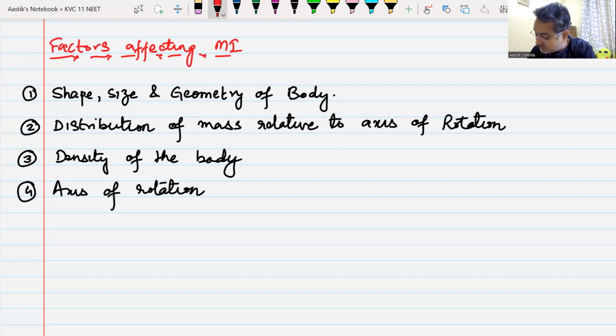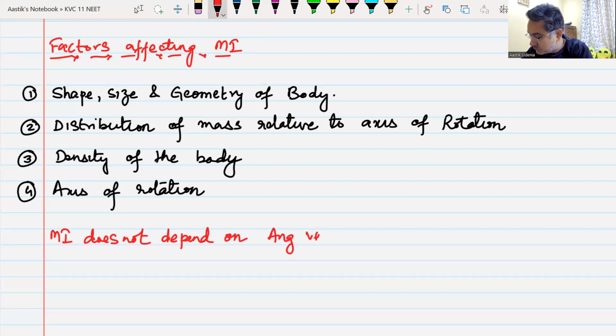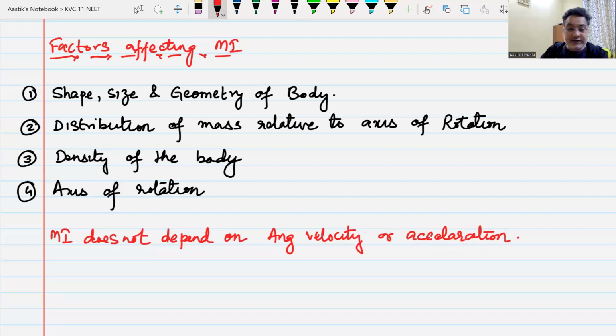Moment of inertia does not depend on the angular velocity or angular acceleration or any such things. It only depends on how the body is, what is the mass of the body, what is the density of the body, what is the distribution of mass. It depends on that. Do we understand this? Yes or no? Now, one more point you can remember.